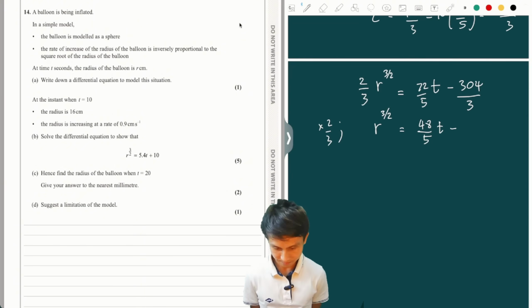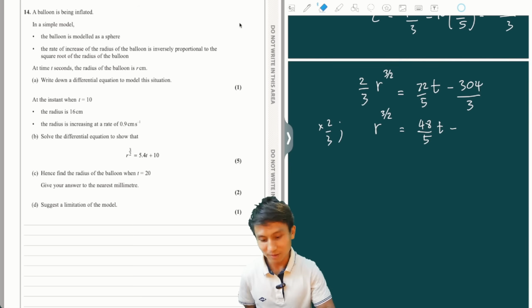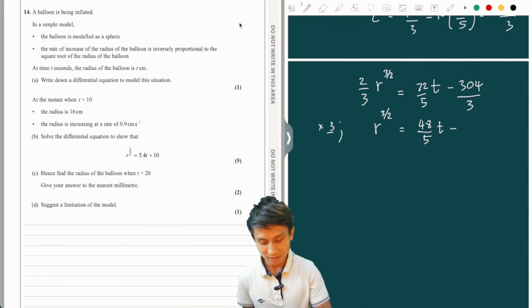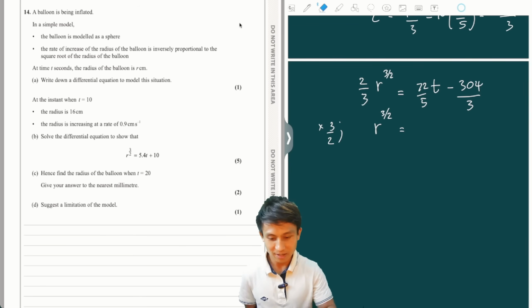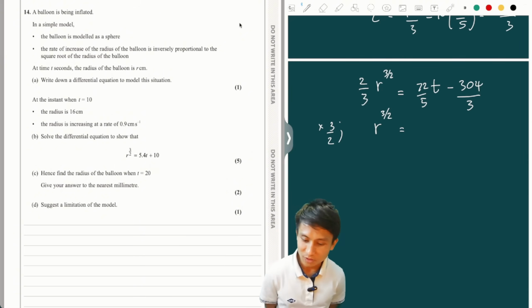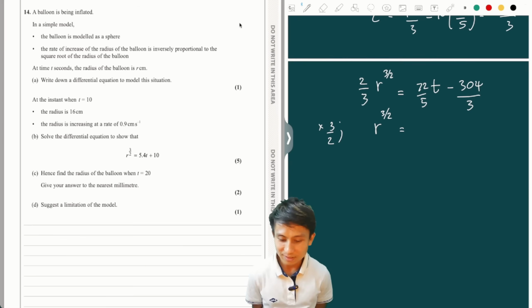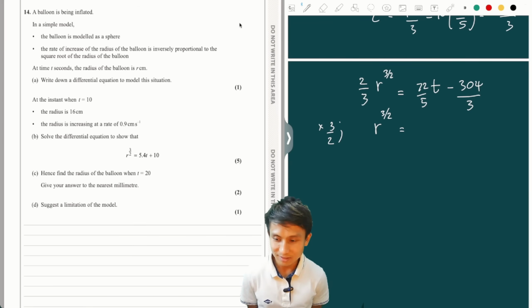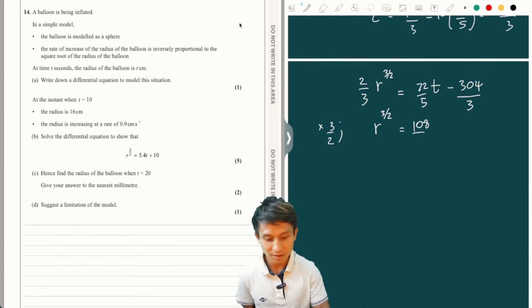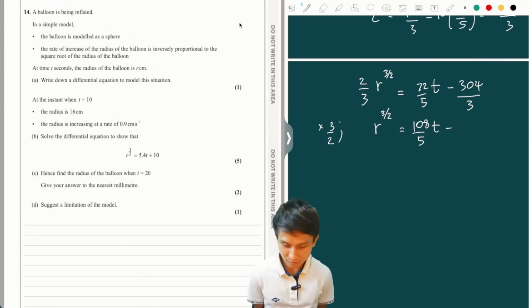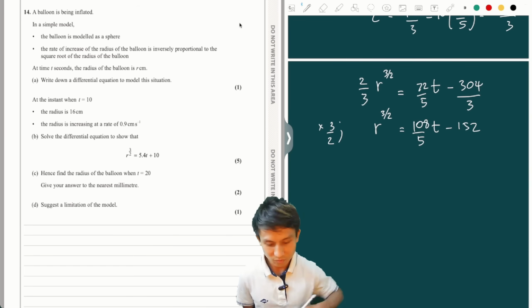Hang on. I think I did something wrong here, guys. Let me just double check everything. Oh no, I should multiply 3 over 2. Oh, I'm stupid here. Okay, let me do that again. So multiply 3 over 2, we get 36. 36 times 3 is 108. 108 over 5 minus, 3 cut, so this is 15 too.